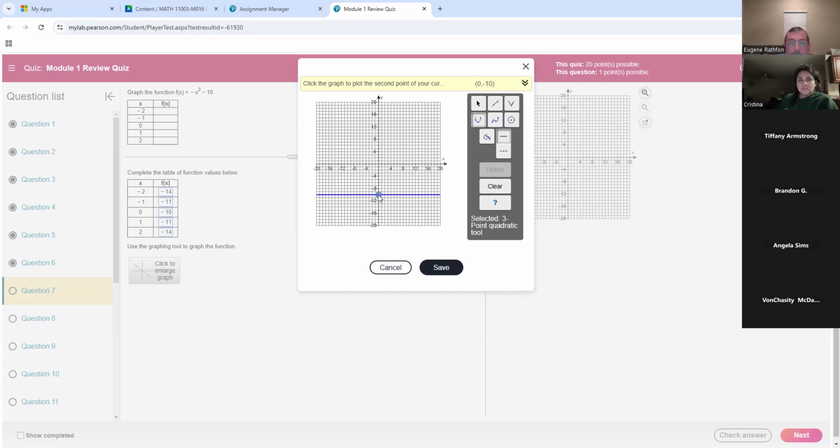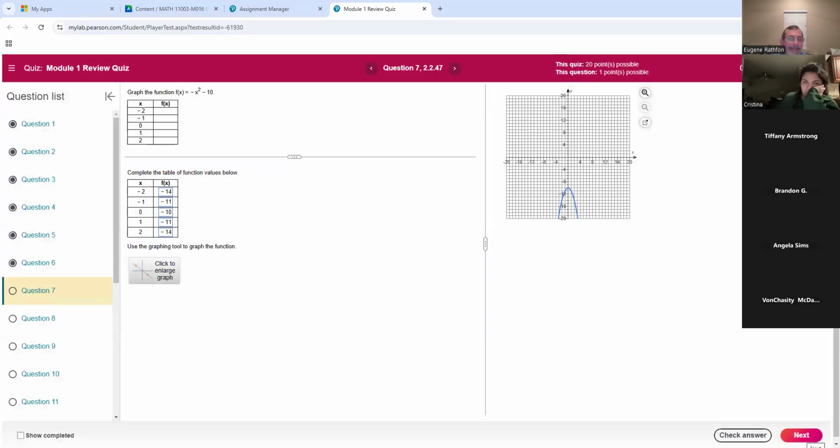Then I'm going to do the 1, -11. And then I'm going to do the 2, negative 14. And click. Okay, so that looks like what we had in MATLAB once I zoomed it out a little bit, okay? And then save that and move on to the next.